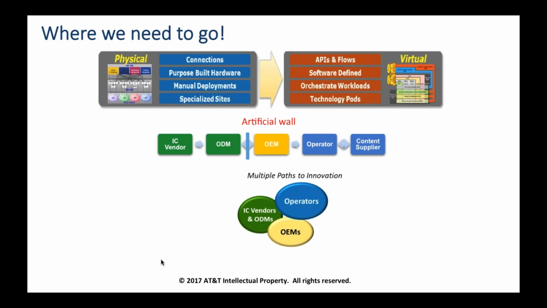The artificial wall that has been between the operators and the OEMs, ODMs, IC vendors, and content providers in a serial fashion has to change, which means operators need to work with the IP vendors, with the IC and chip vendors, with the ODMs, with the OEMs, and we all have to be able to innovate equally and push the innovation up towards the services so they can be introduced faster, rather than waiting for the IP vendor, for the chip company to adopt their IP, or OEMs to adopt their innovation before it gets to the operator.